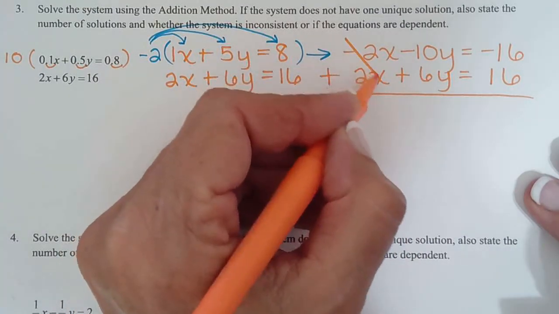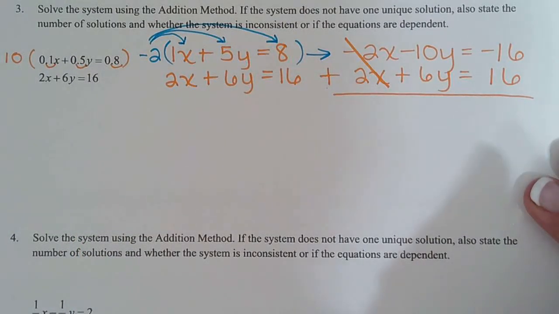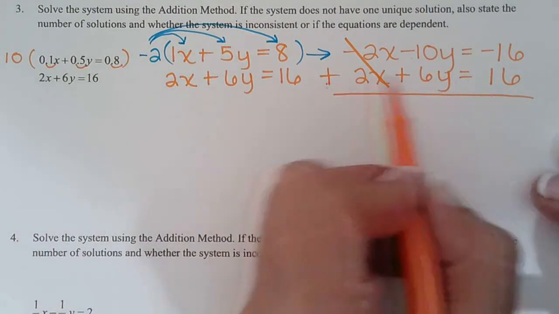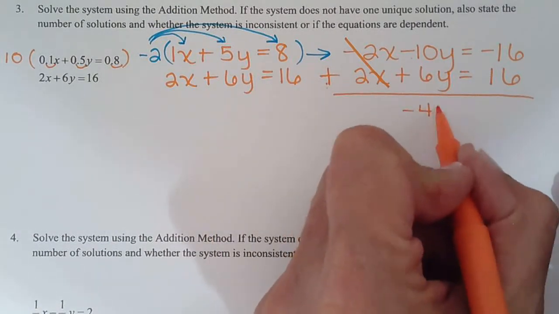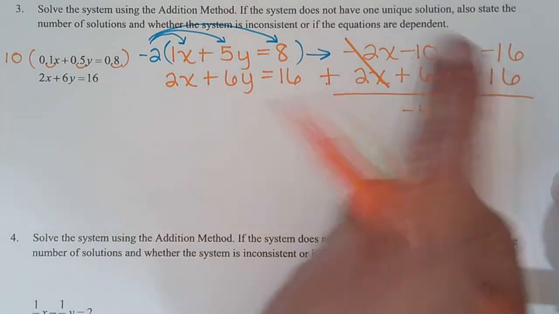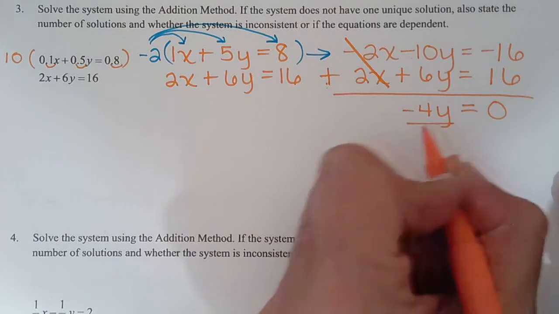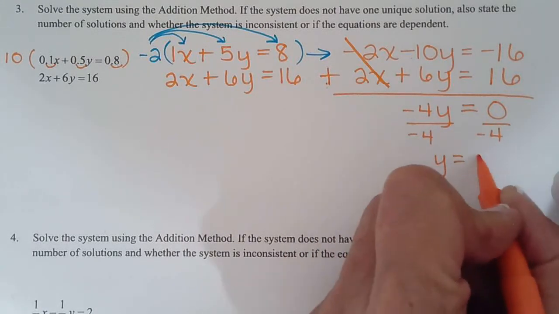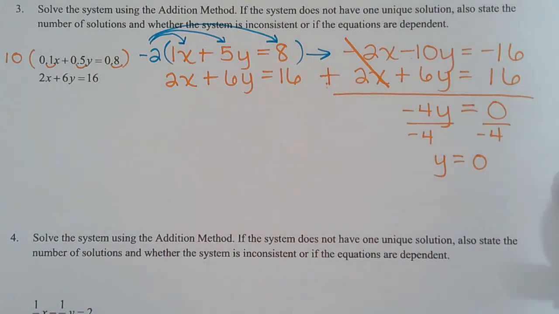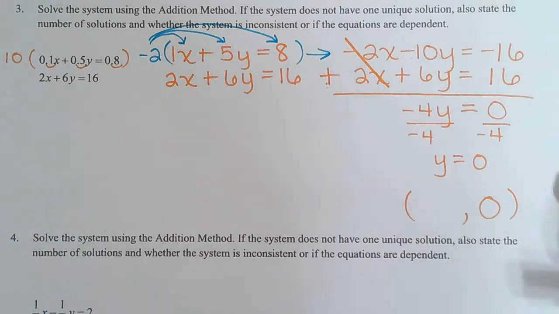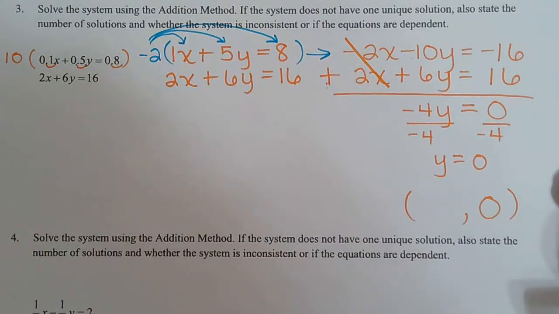So remember, 2 minus 2 is 0. The x's have eliminated. So now I do negative 10y plus 6y, which is negative 4y, equals negative 16 plus 16, 0. Divide both sides by negative 4, and I get y equals 0. Then I can go right here and fill in my y, because I know my final answer has to be written as an ordered pair.